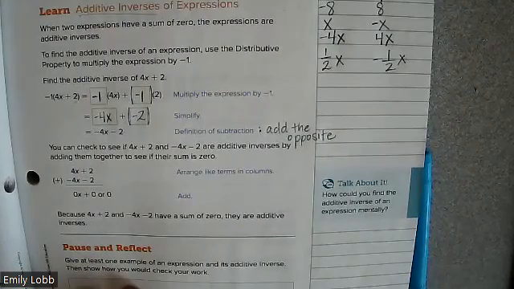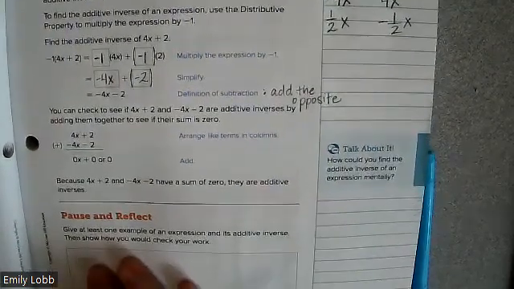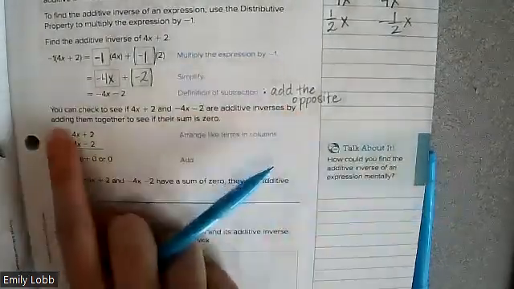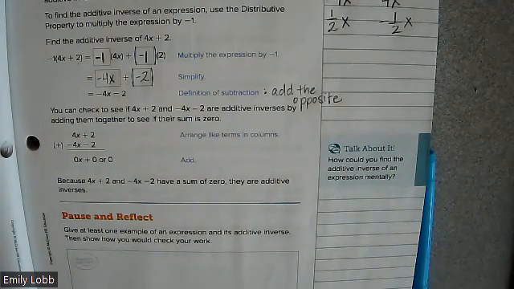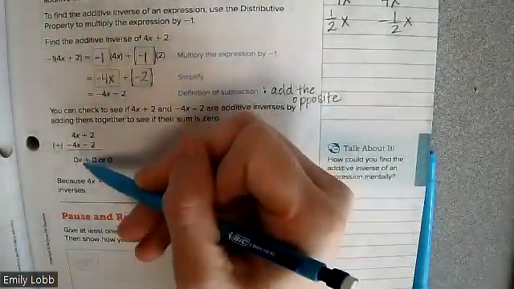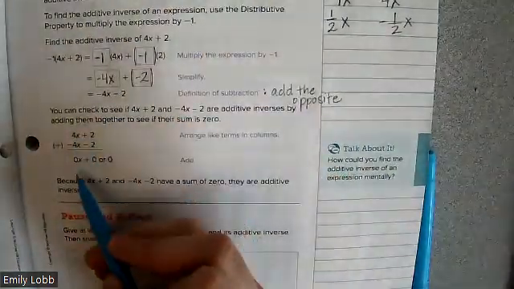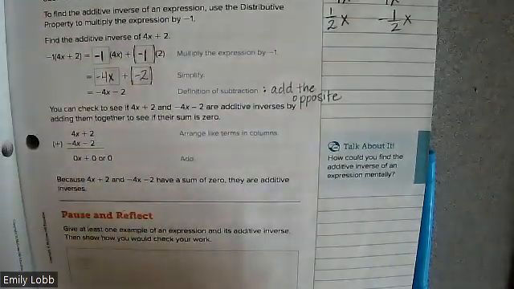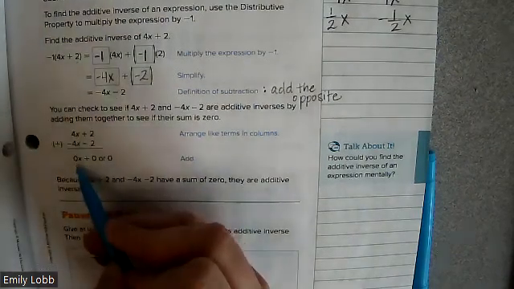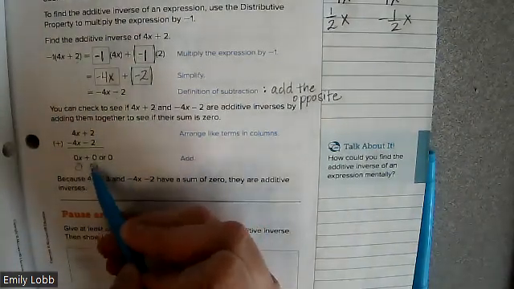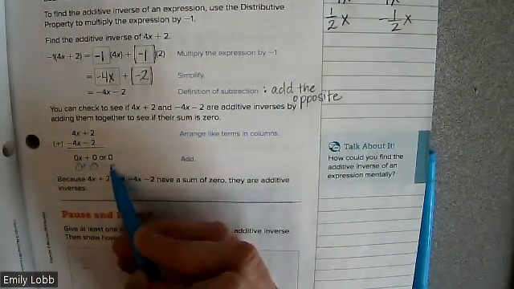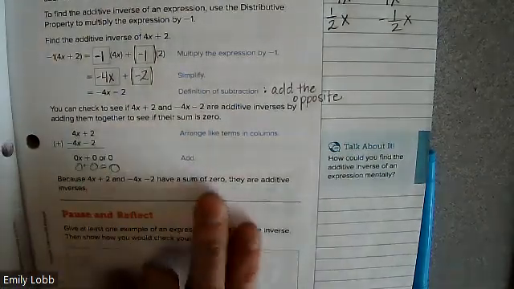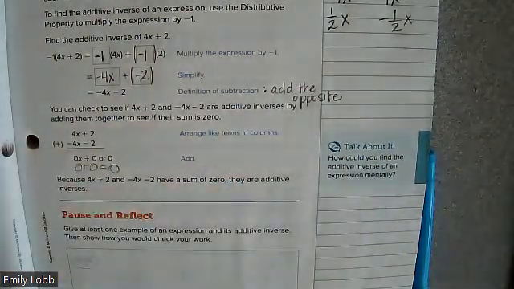All right, so you can check to see if 4x plus 2 and -4x minus 2 are additive inverses by adding them together to see if their sum is 0. So remember our magic squares. If we have 4x and we take 4x away, we have 0x. What's 0 times anything though? Just 0, right? And 2 minus 2 is also 0. So 0 plus 0 is still equal to 0. So because these two things have a sum of 0, they are additive inverses.